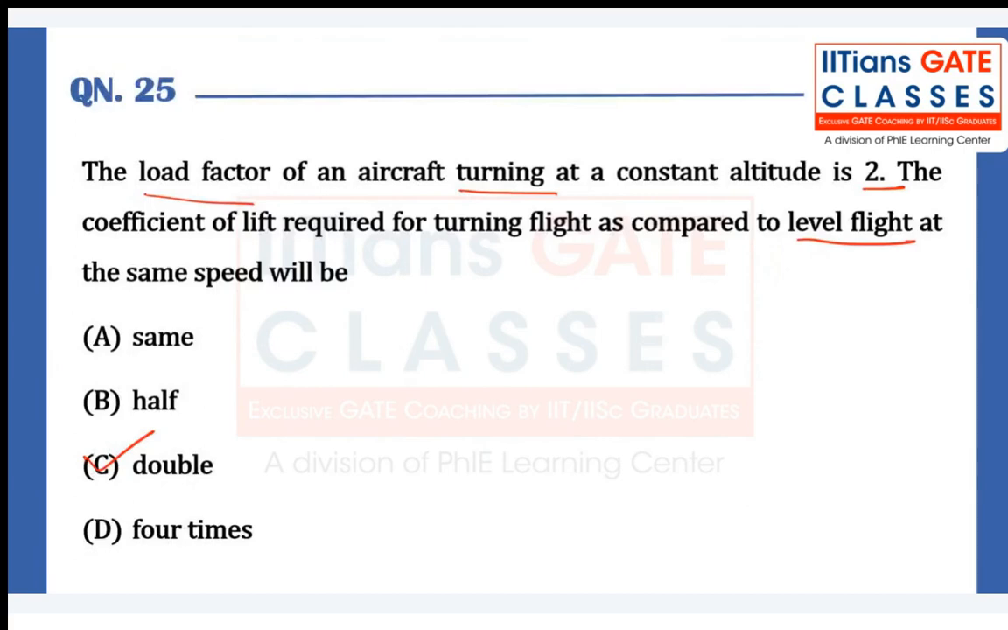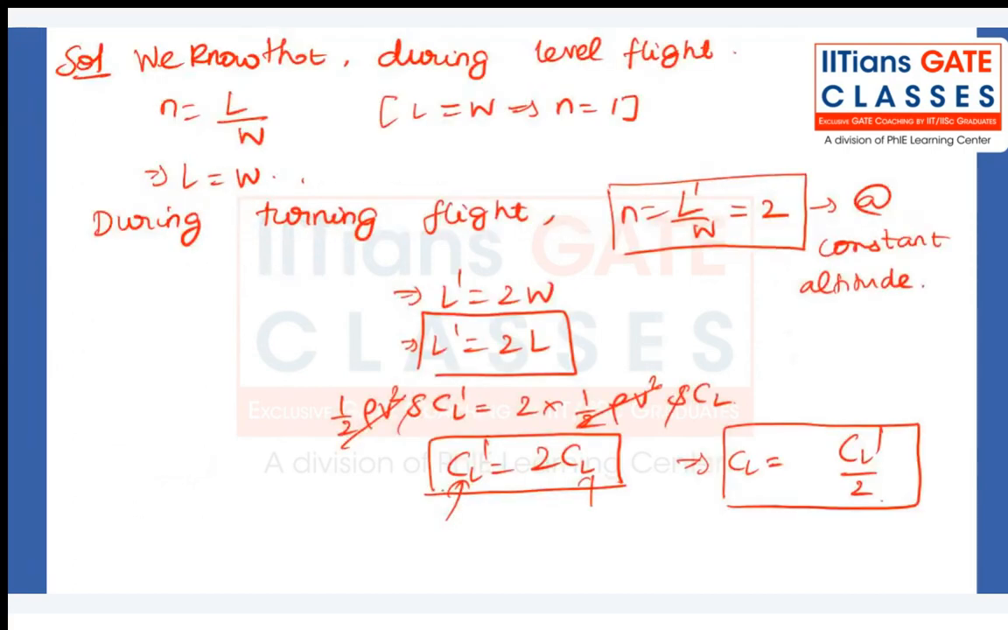Because if I go back to the problem, this is the lift coefficient required for turning, right? So you can just write that L prime is the lift in turning, and L is the lift in a level flight. Okay.